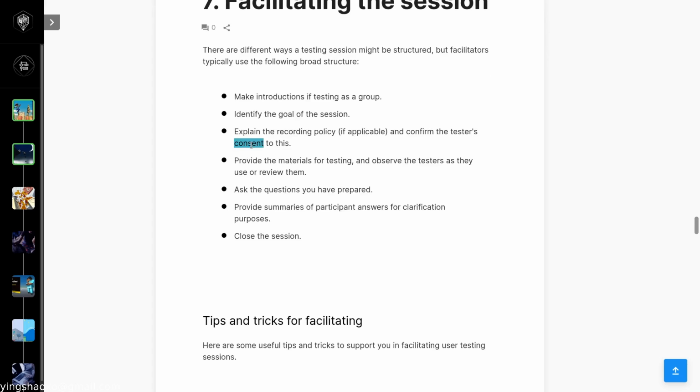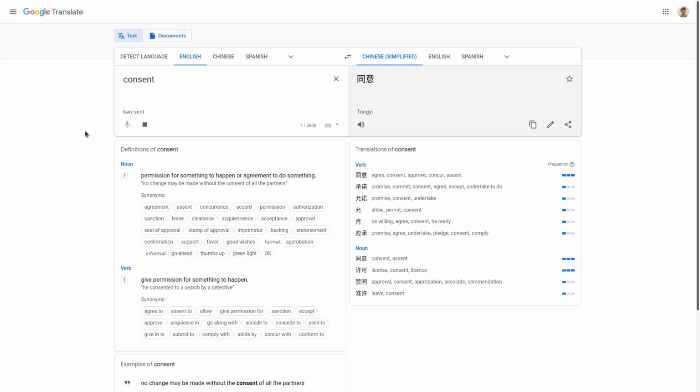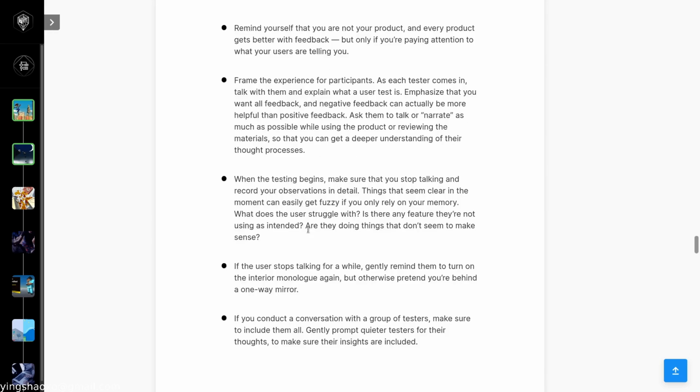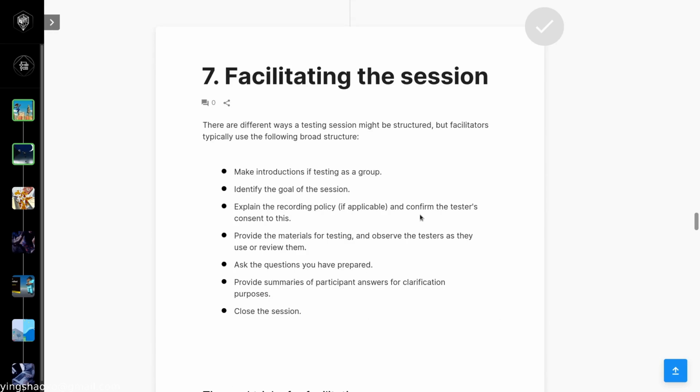Close the session. Here's again, consent. What is that? Consent: permission for something to happen or agreement to do something. Confirm the tester's consent to this, or in other words, confirm the tester's agreement to this test.